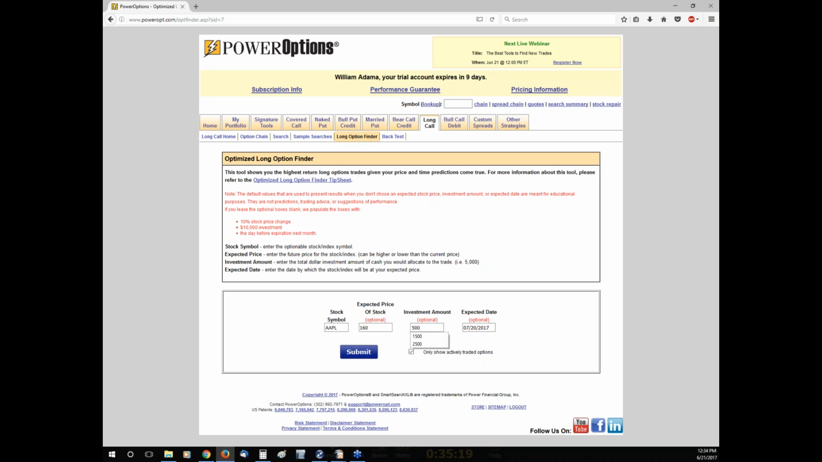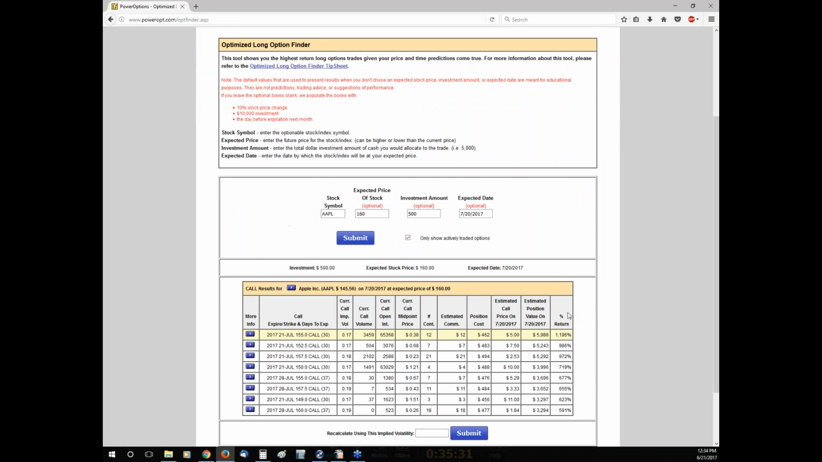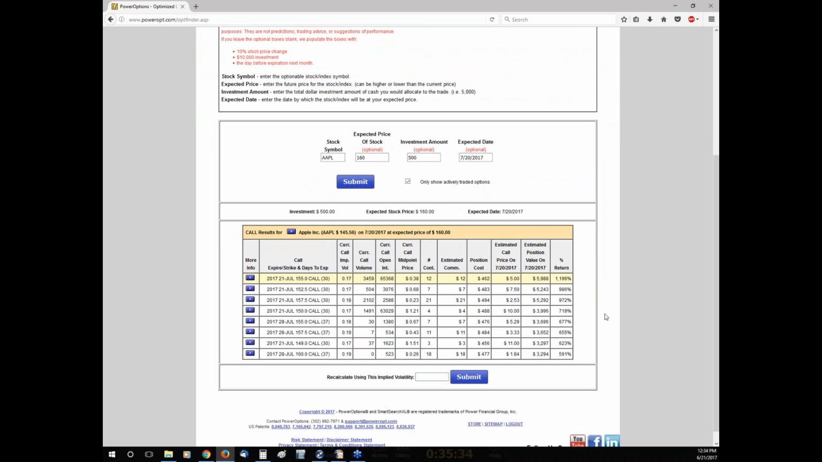Small, little cost there, but my expectation based on what you've researched or analyzed, or again, maybe you follow a service that picked a target for Apple of 160 before July expiration, right? In that instant that we just saw, what this tool did is it went out and grabbed all of the available call options on Apple for all expirations. It took the current price of the options and calculated what those options would theoretically be worth if the stock hit our target price of 160 within the next 30 days. And it shows us only those calls, which shows us the top calls that would give us the best return.